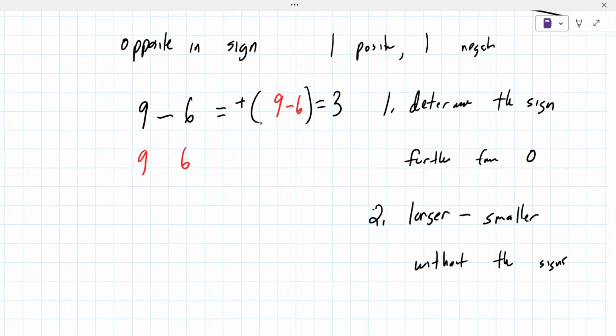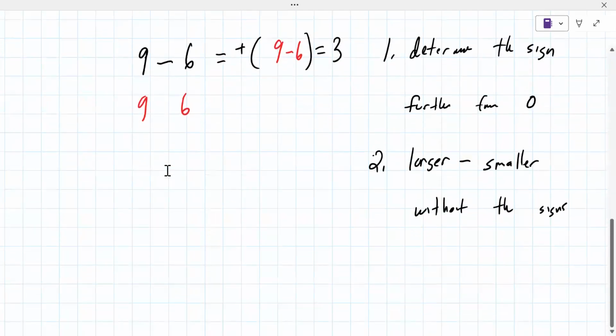That's the trivial example, the one everyone knows, 9 minus 6, but this is why. Because you first determine the sign. You say, okay, it's positive because 9 is further from 0. Then you take the large and subtract the small. So you have to reimagine the numbers without the signs. Okay, so let's try another one.